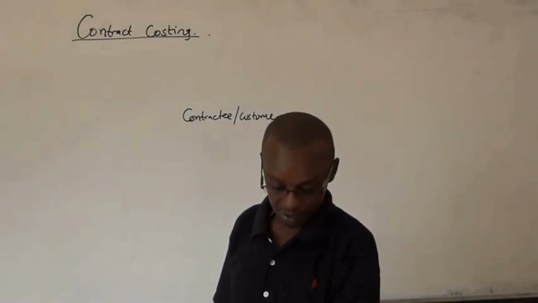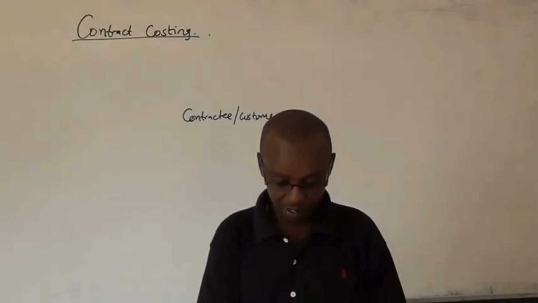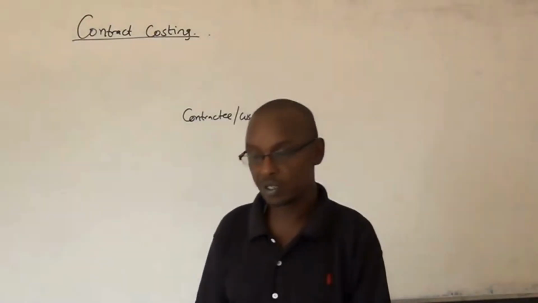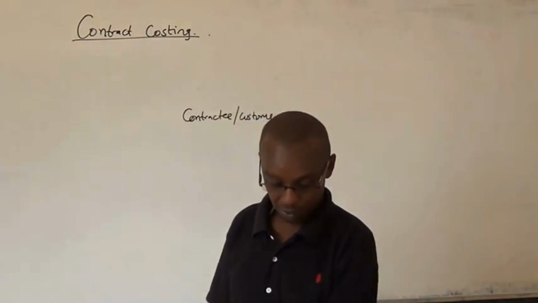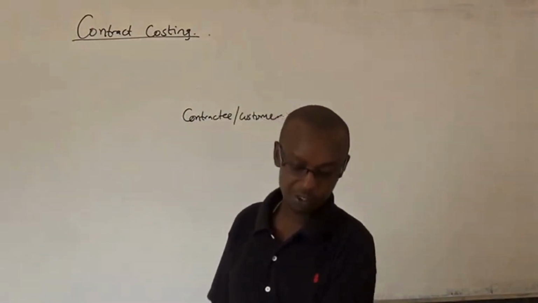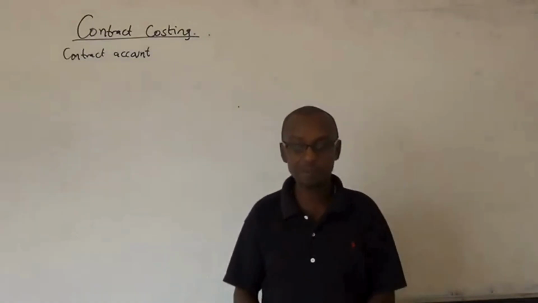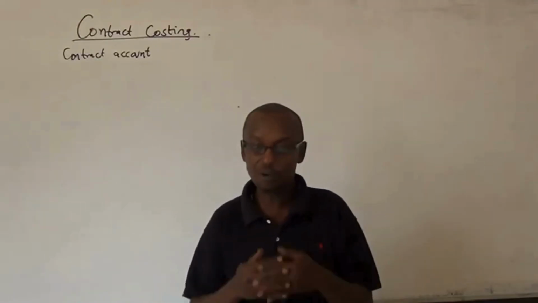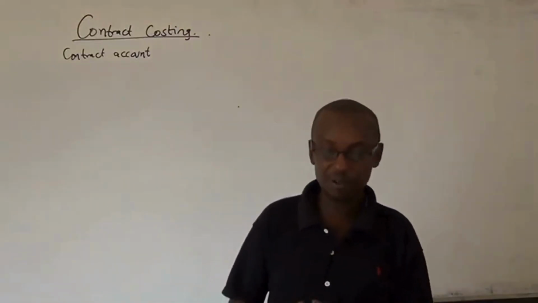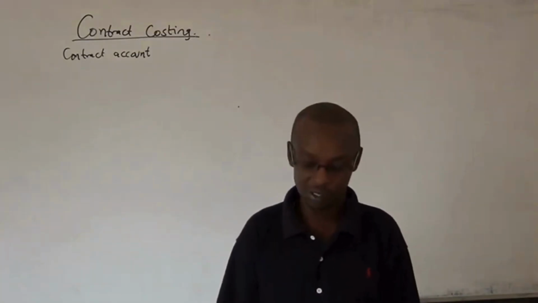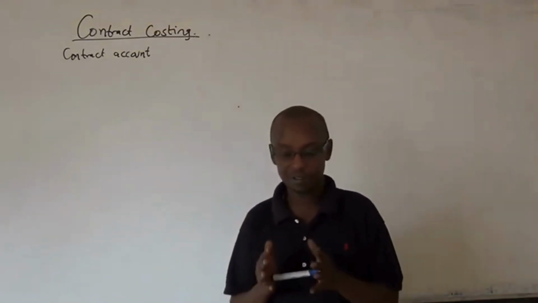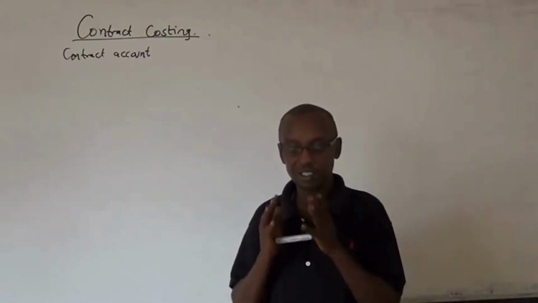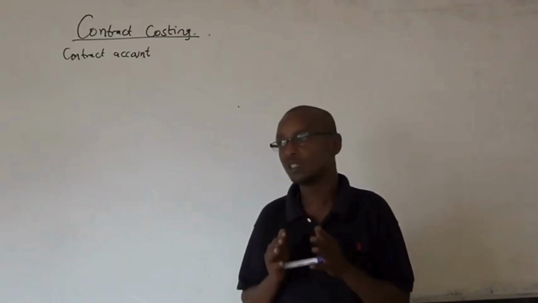To do this, we have a special account known as a contract account. It is maintained for contract costing. The contract account is a separate account that is opened and maintained for each contract undertaken for the purpose of accumulating costs. So each contract is given a number, and all costs relating to that particular contract are recorded in that account.